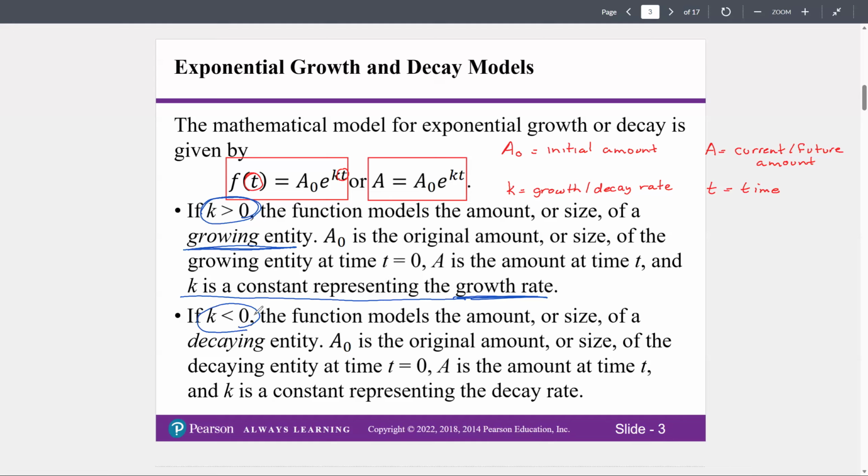Now, if k is less than 0, so negative, then the function is going to model a decay of our entity. A sub 0 is still the original amount at time 0, A is the amount at time t, and k represents a decay rate. So if k is negative, we have decay and a decay rate. If k is positive, we have growth and a growth rate.